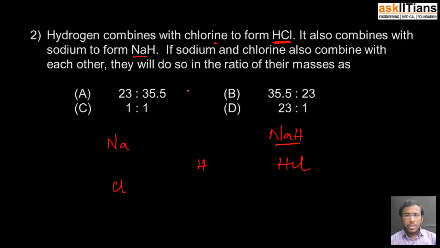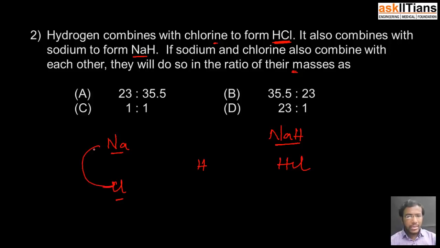So the question is, if sodium and chlorine also combine with each other, then they will do so in the ratio of their masses. Here one atom of sodium is combining with one atom of hydrogen, and here one atom of chlorine is combining with one atom of hydrogen.